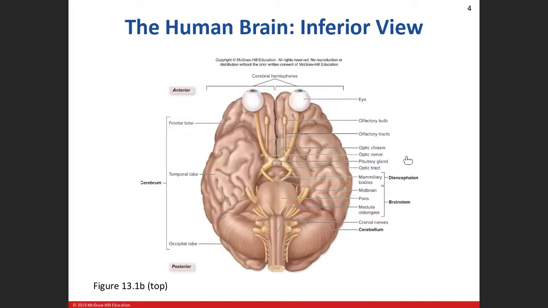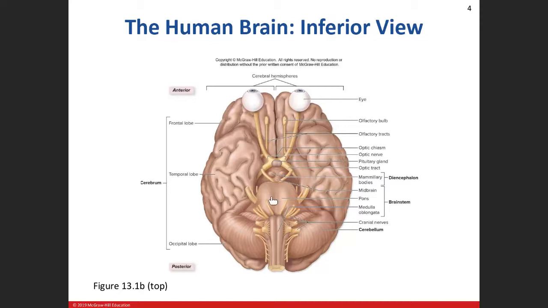Now let's look at the inferior view of the brain. You're going to get to know this quite a bit because you can see all these nerves coming off. What do we call a nerve that comes off the spinal cord? Spinal nerve. So what do we call a nerve that comes off the brain? Cranial nerve. Yeah, perfect. Good. We're going to learn all these different cranial nerves, and that's what this is showing you.